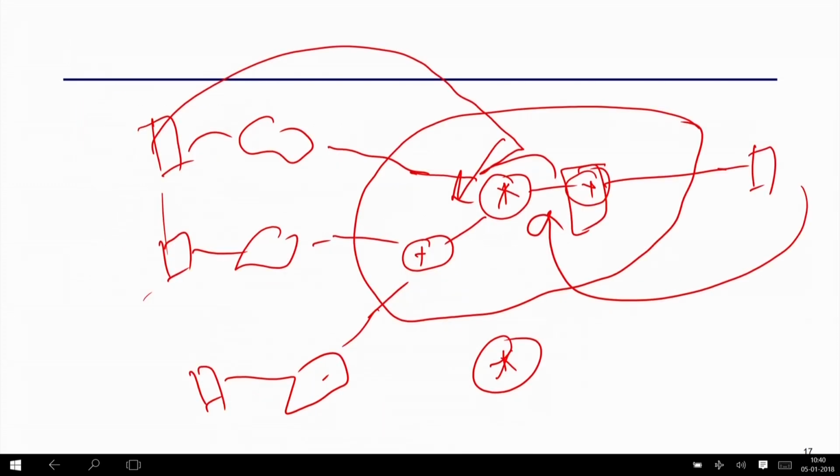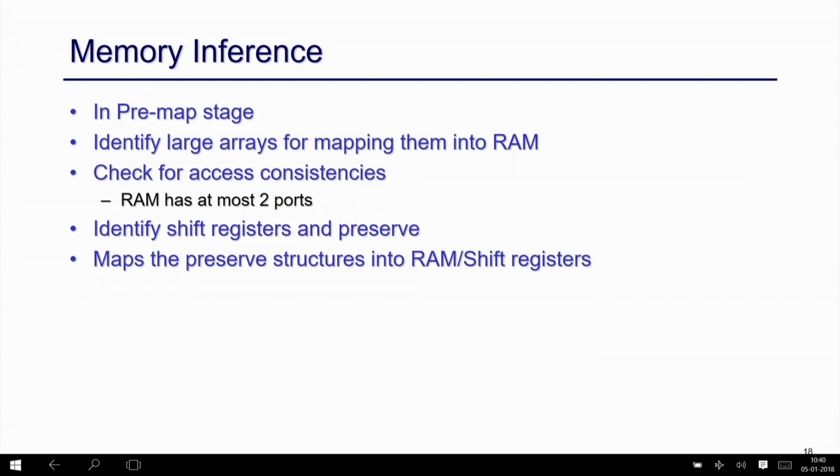Similarly, if you go for memory inference, again it has to be done in the pre-map stage, because if you just map the whole array into this logic array, because of logics in the registers, then it will be a problem.